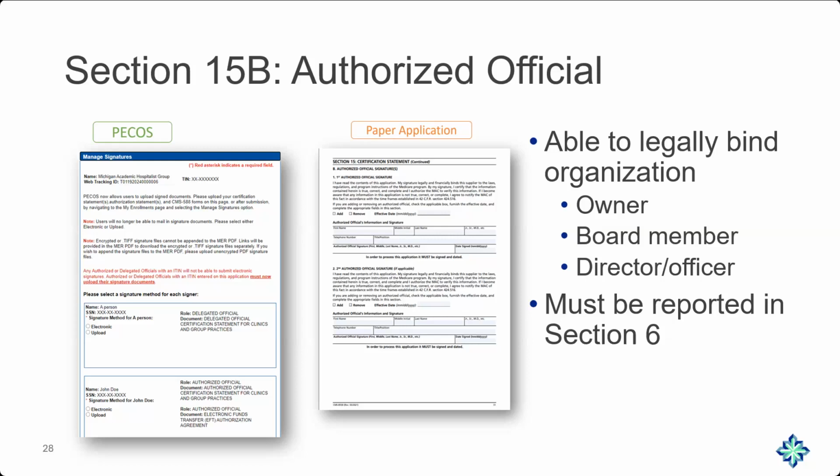If they're not listed in section 6, they will not be listed here, and they don't necessarily have to already be on your enrollment record. It is based on how you're filling out that application. So if you need to add one, change one.